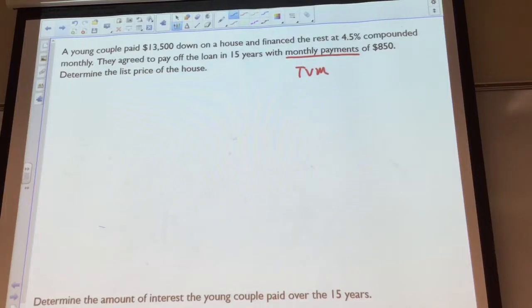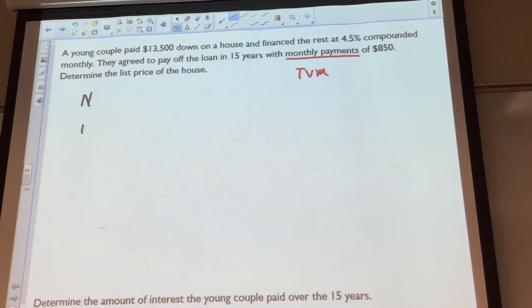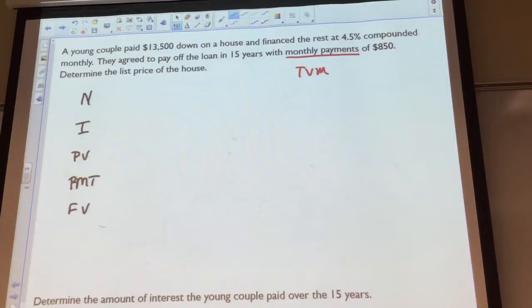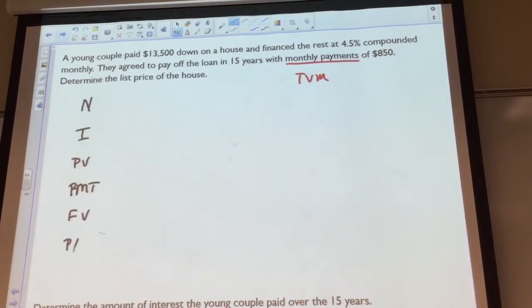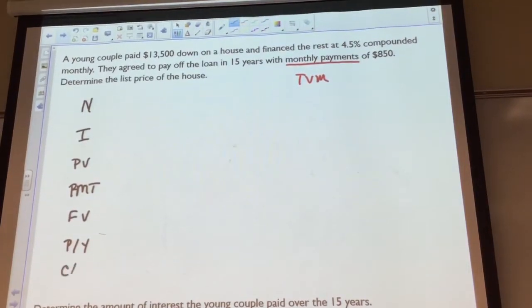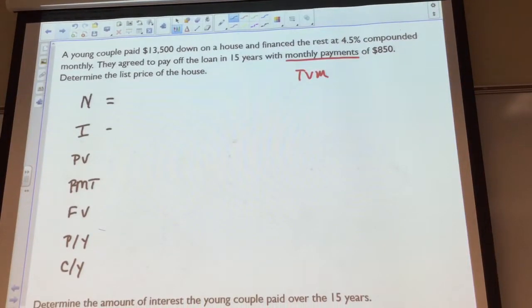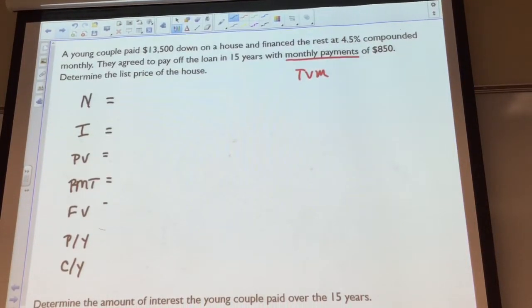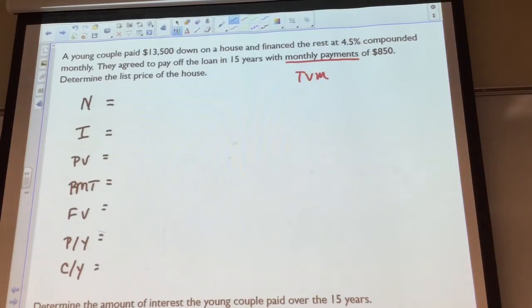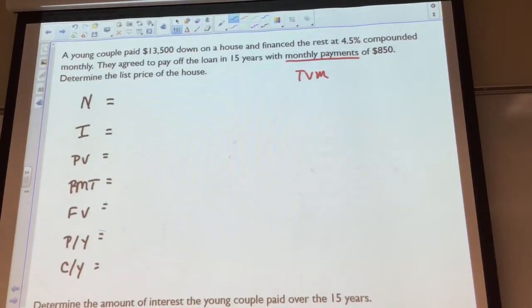And if it's a TVM solver, then we are going to insist that you provide us the information that supports how you came up with your answer. All of these values need to be present, or a clear indicator of which one you're trying to solve for.